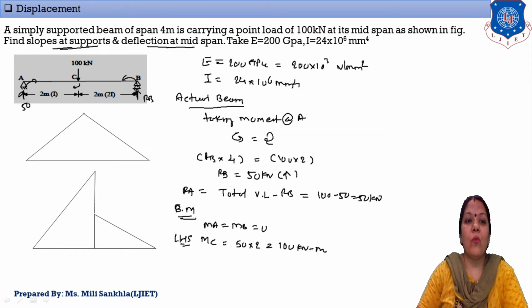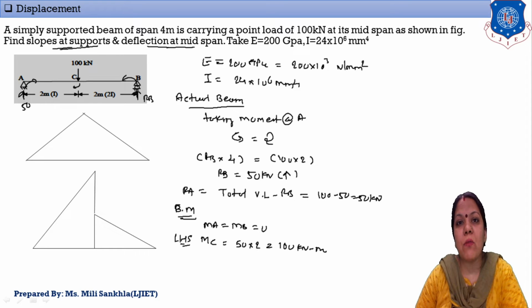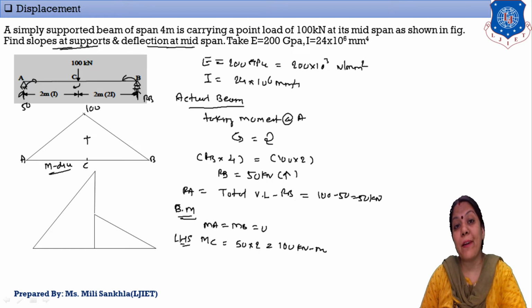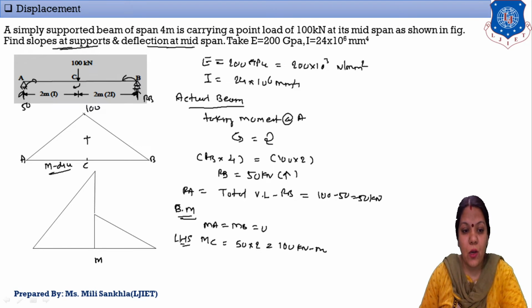Now in this example I and 2I are given, that means first we draw the M diagram, and this M diagram we convert into the M upon EI diagram, and this M upon EI diagram is our conjugate beam loading. Now this is point A, this is our B point, and center point C, and the moment we found at C is equal to 100. The overall diagram is positive, and this diagram is known as our M diagram. Now I convert this M diagram into the M upon EI diagram.